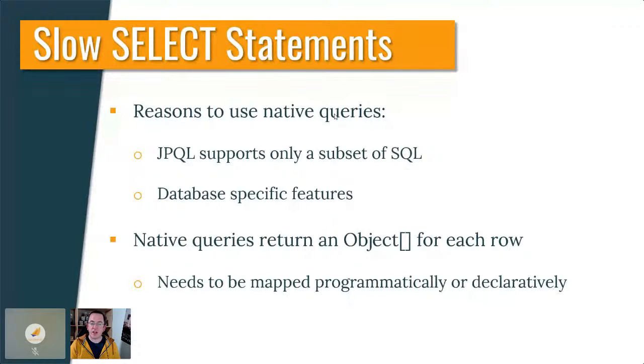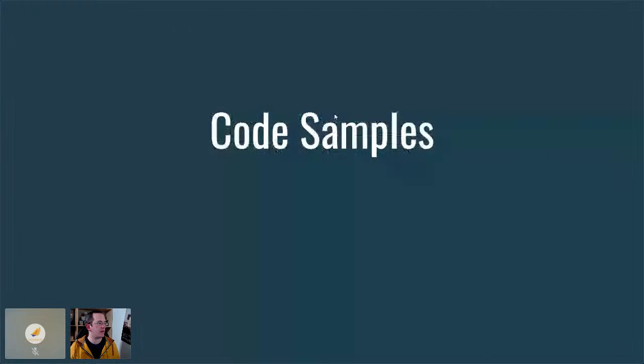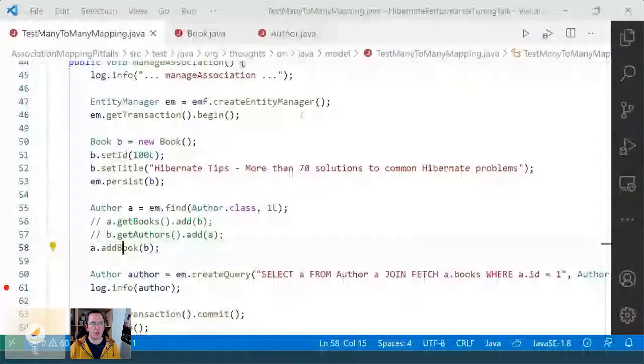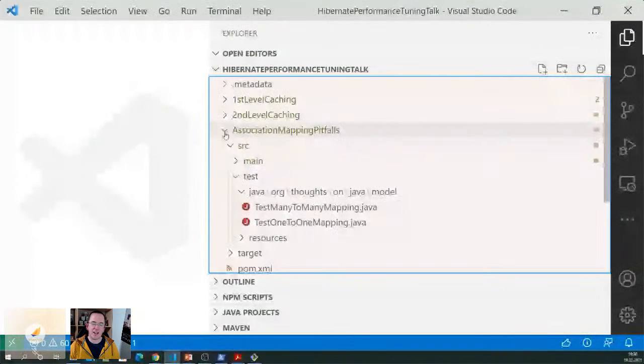Another issue is that native queries return object arrays in general. And I have a few examples prepared that show you how to map these object arrays to something you actually want to work with.